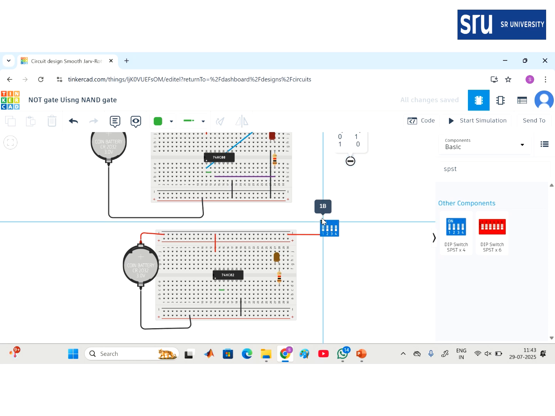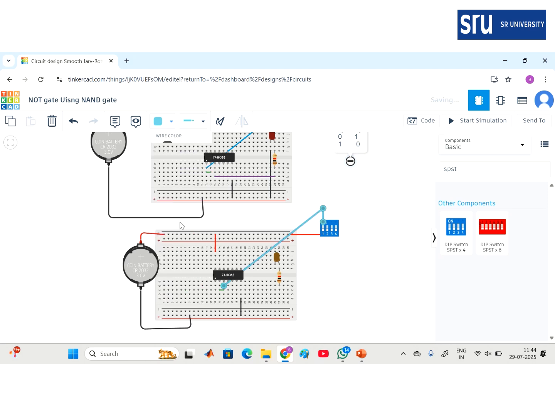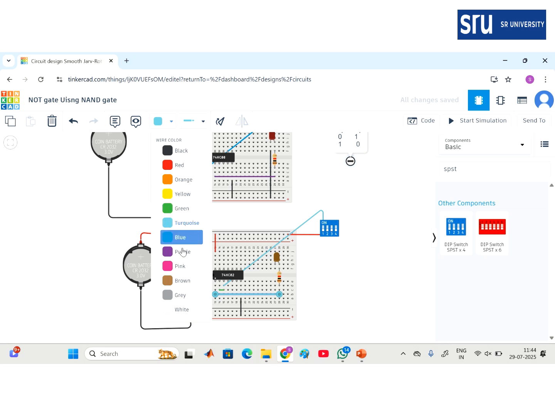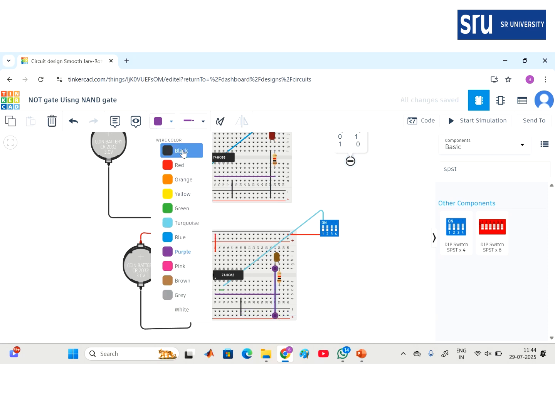Then connect this input to any one of the input lines. Either 1A you can connect or 1B you can connect. So I am connecting here 1B. So any one terminal you can connect as an input. So change the color. Then where is my output available? My output is available at pin number 1, right? So connect this pin number 1 to the resistor first terminal and change the color to purple, right? Now we have missed one connection. Connect this cathode to this ground, change the color as well.